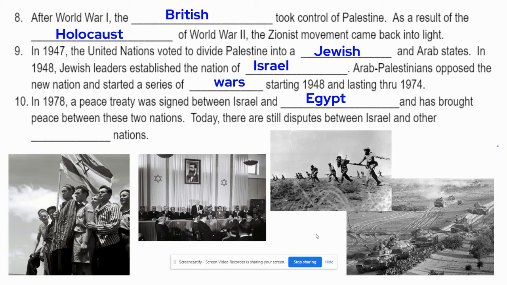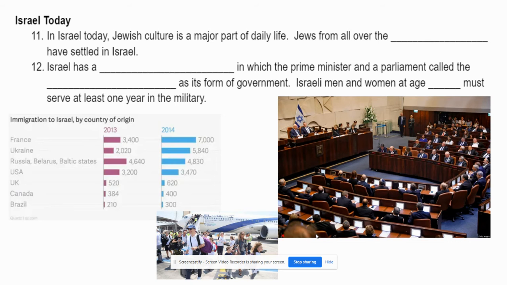Today, there are still some disputes between Israel and other Arab nations, but for the most part, there has been peace between Israel and Egypt. Today, Israel has basically a very large Jewish culture. It's a major part of their life. Jews from all over the world have come to settle in Israel. Matter of fact, if you are born outside of Israel, but you are Jewish and you can prove your faith, meaning that you have documentation that you are a Jew, you can actually have citizenship within Israel almost immediately. So there are a lot of people that are moving to Israel just because of that.